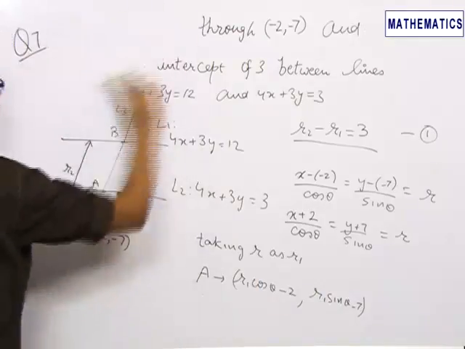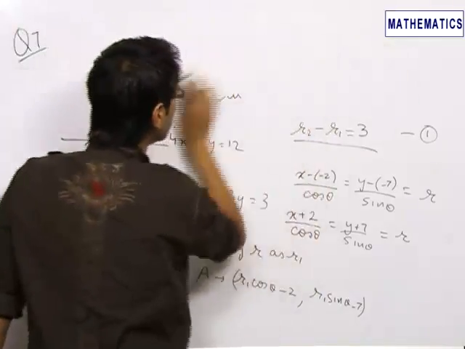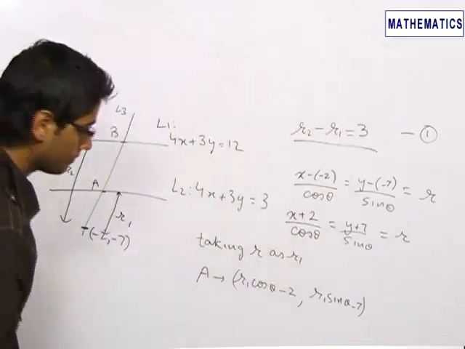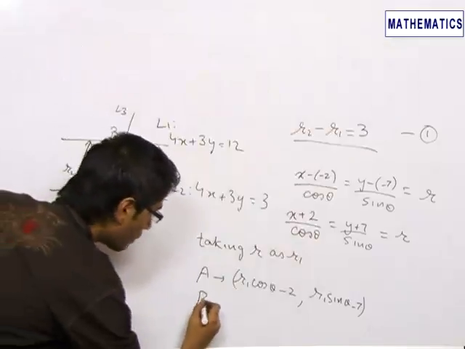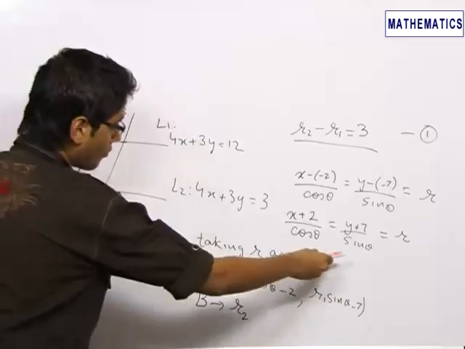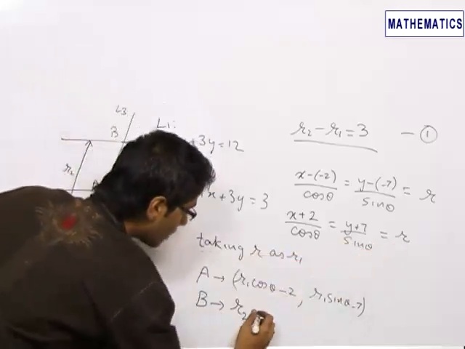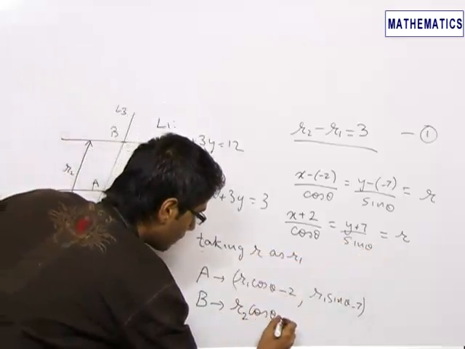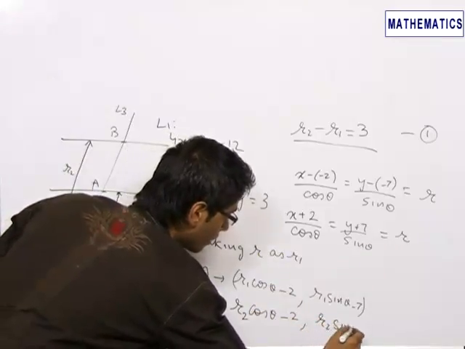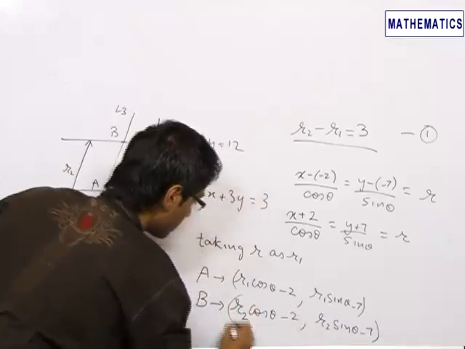Now students can do this question without using the parametric concept also, but that will be a bit tedious and a bit longer. The coordinates of point B can similarly be found by putting r as r2. So we get (r2 cos theta - 2, r2 sin theta - 7).